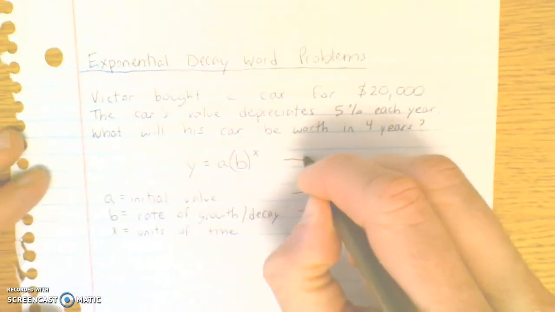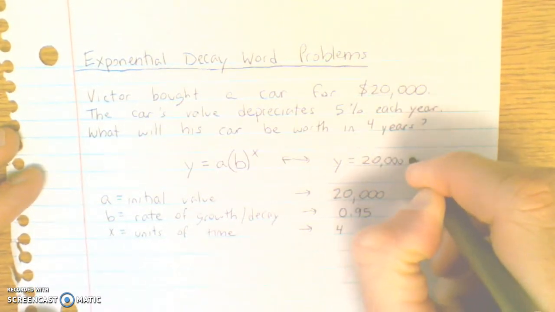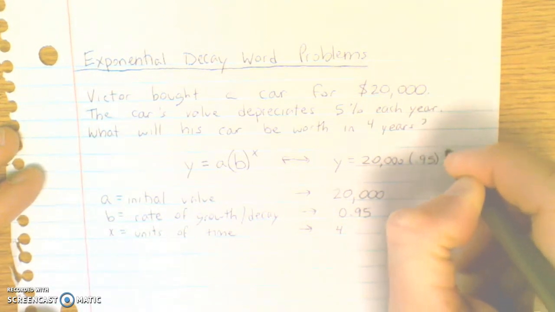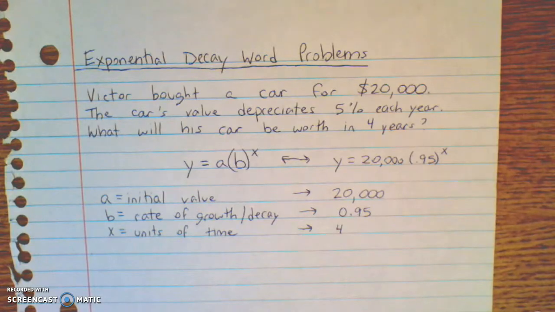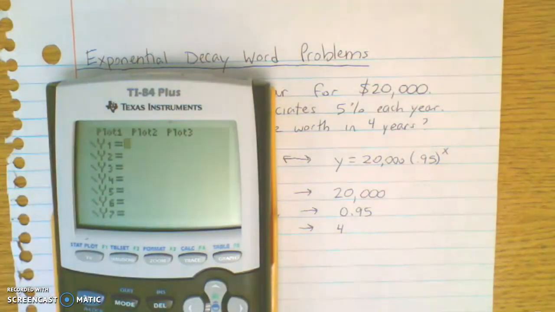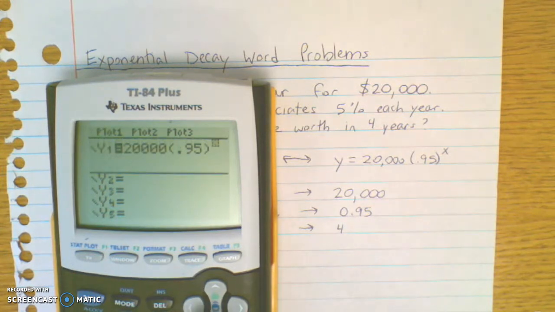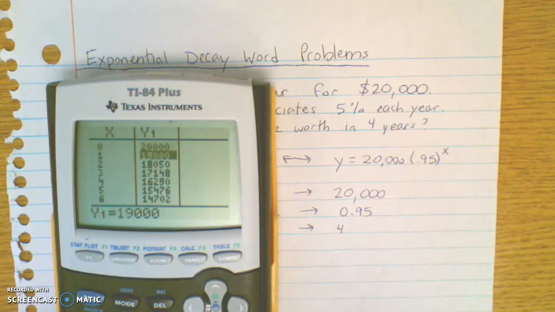So I can actually rewrite this in this form, 20,000 times 0.95 to the x for right now so I can use it on my calculator. Alright, so let's see what that looks like on a calculator. I'm going to hit y equals, do 20,000 times 0.95 to the x. Hit second table, and what we're going to see is that these values are decreasing over time. So the value of the car is decreasing over time.